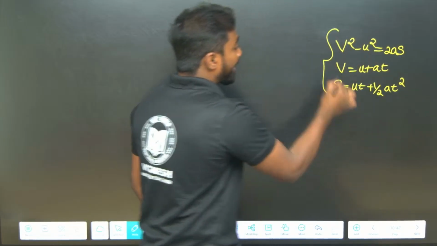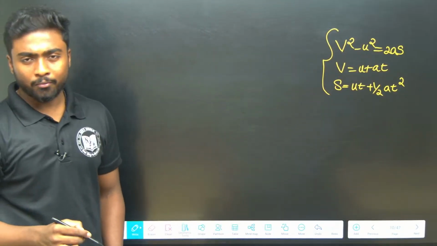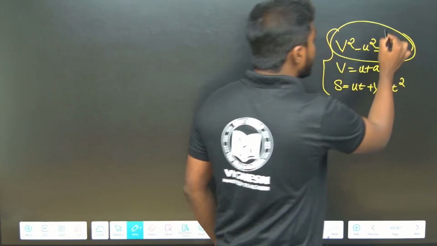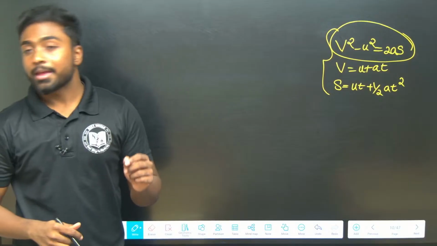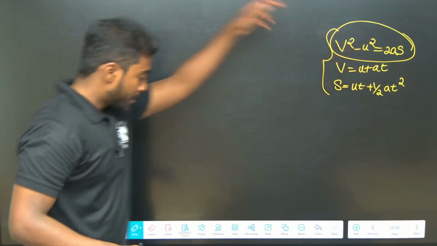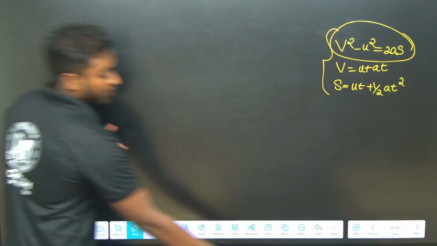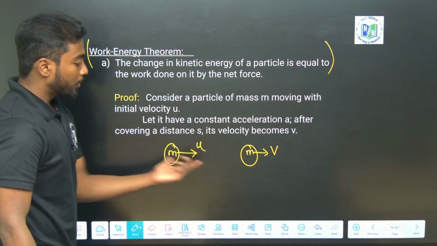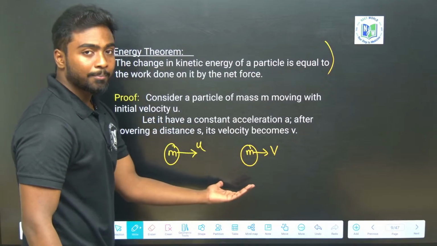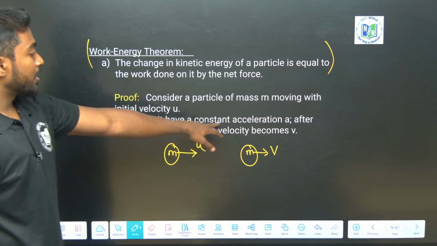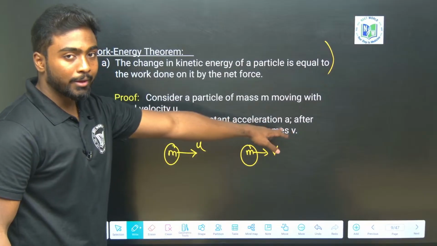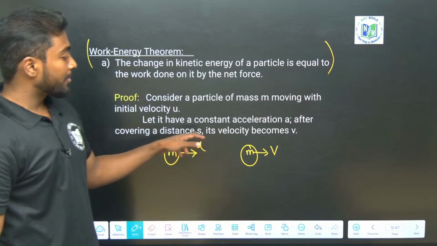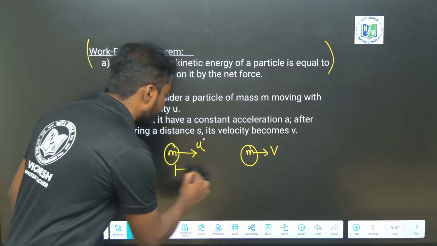So three kinematic equations are there. In that, consider this equation, v square minus u square equals 2as. Take that equation simply, like draw the diagram: initial velocity u with mass m, final velocity v of mass m. Let it have a constant acceleration a, so after covering a distance s, so this is the distance we will say.